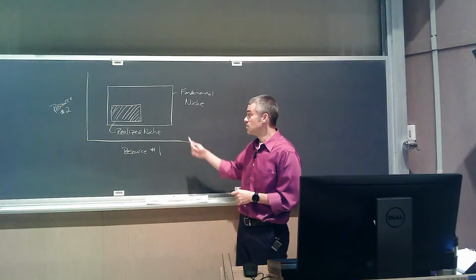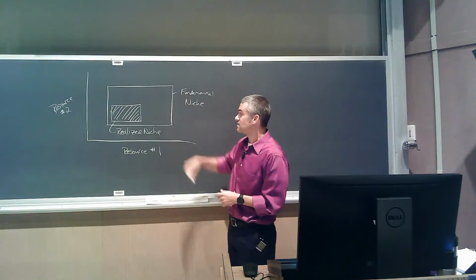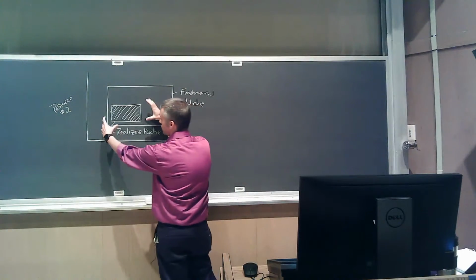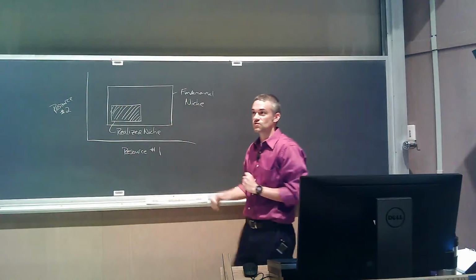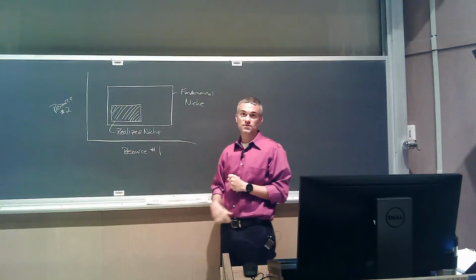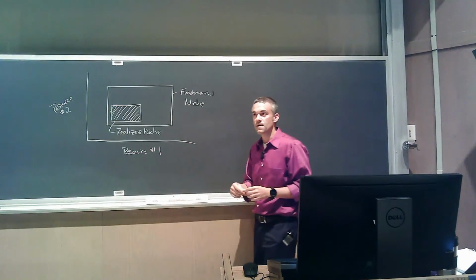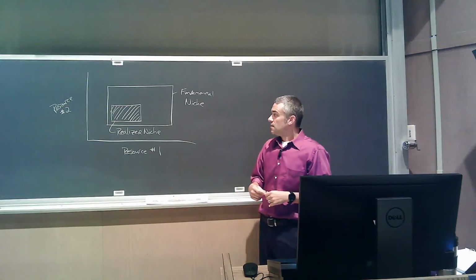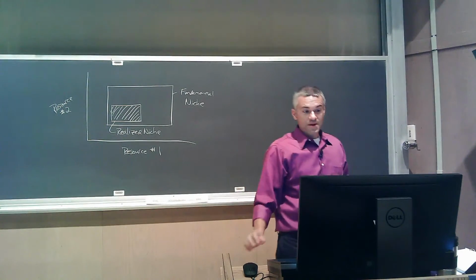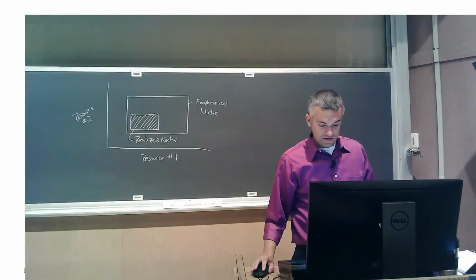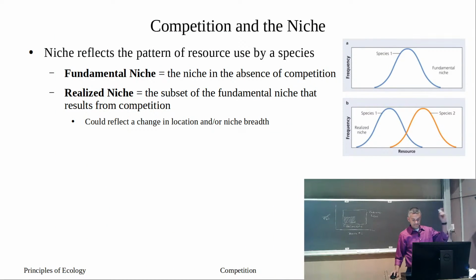All right, and it can move. It can move on any axis. Maybe I depicted this as shrinking on both resource 1 and resource 2. Maybe it's only a shrinking of the resource 1 axis. Maybe it's only a shrinking of the resource 2 axis, and so forth. All right? So that was number 1. That was what we had up on this slide, right up here. All right, fundamental and realized niche. This was in response to competition. We had a reduction of our niche space to minimize competition.